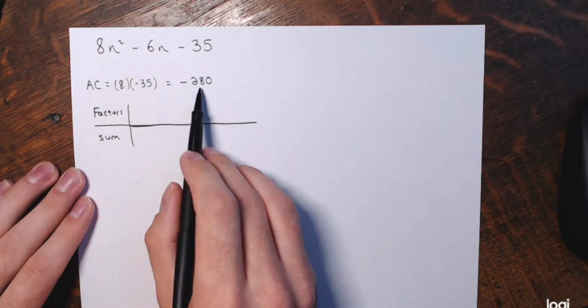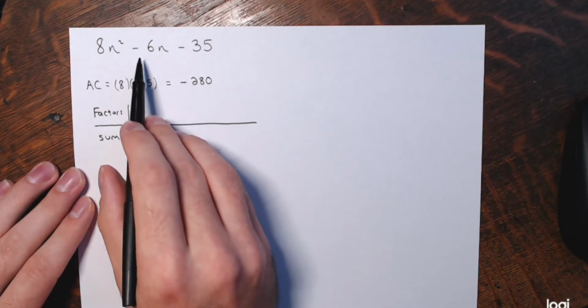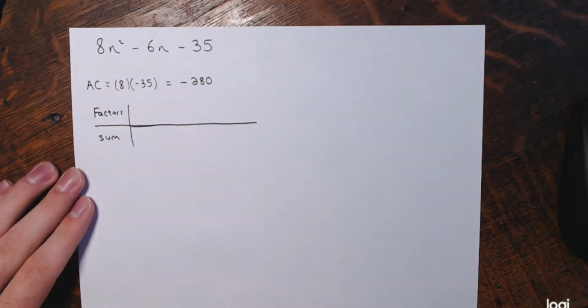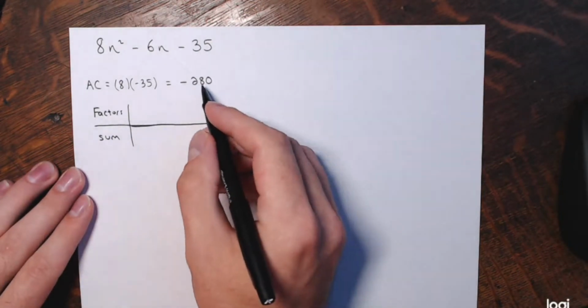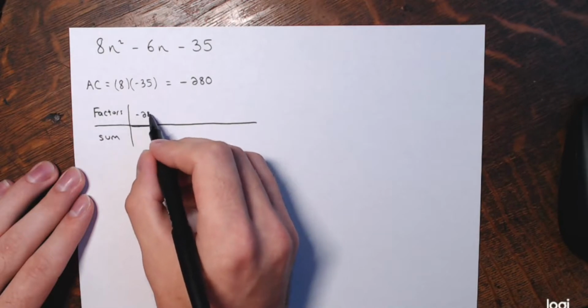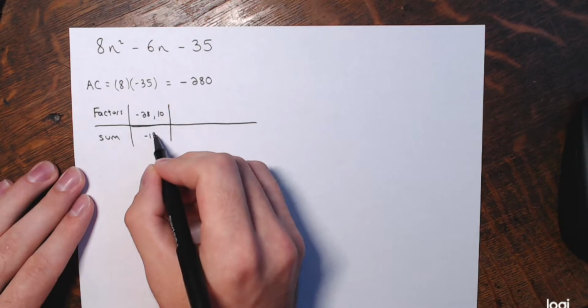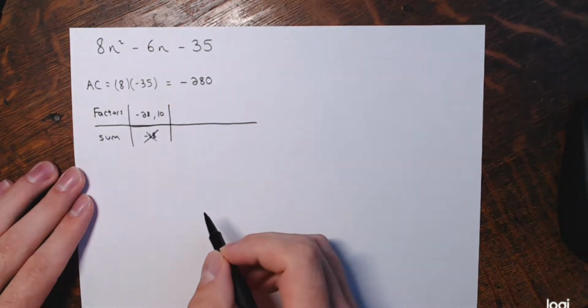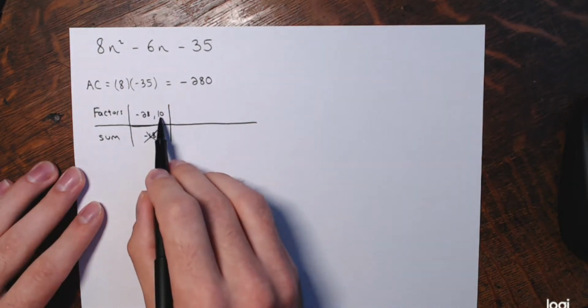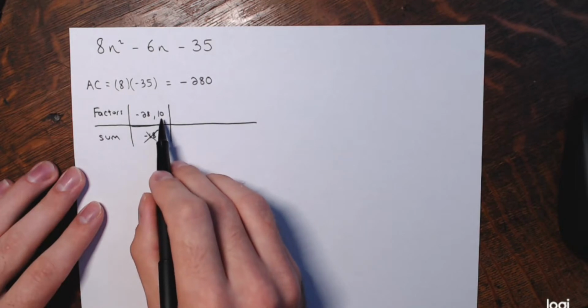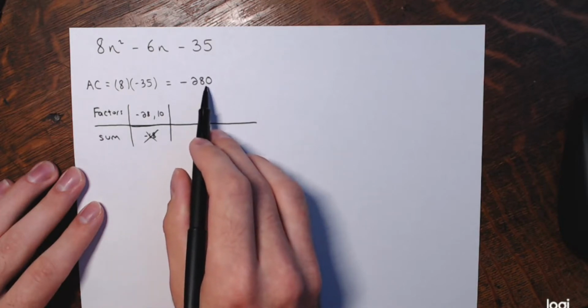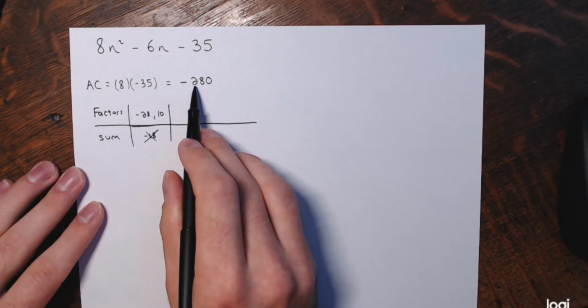One factor has to be positive, one factor has to be negative, and I want the sum to be negative. So the negative number needs to be bigger, right? Have a bigger magnitude, a bigger absolute value. So what I'll start with is negative 28 and 10. That's the obvious one. Now those add up to negative 18, which is no good. Alright, so then I'll just start cranking up the positive one here. Now 11 doesn't go into this. 12 wouldn't, because 3 doesn't go into this.